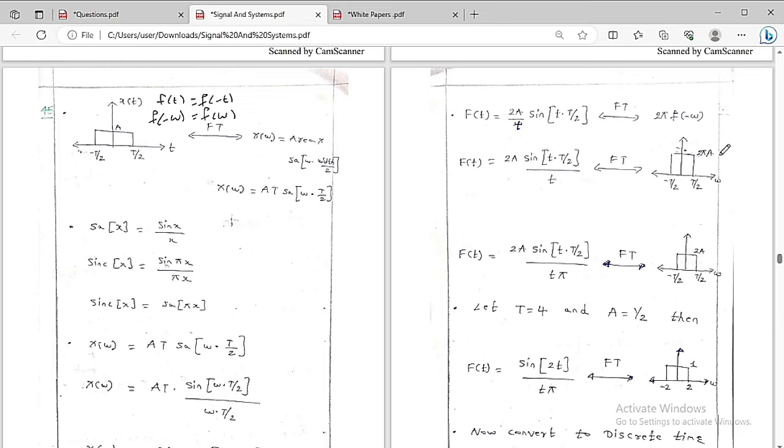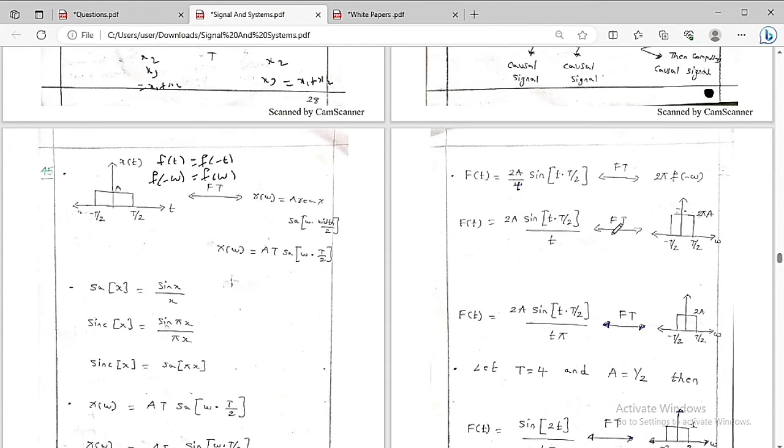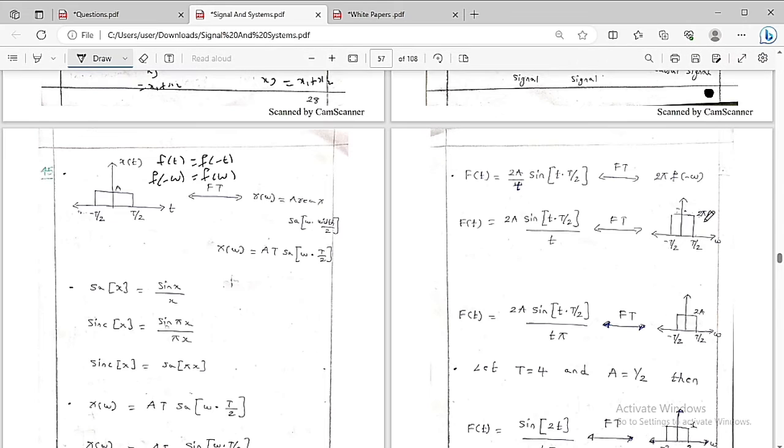So you are going to get 2 pi a for the same width, t by 2 and minus t by 2. But now it is in the frequency domain, which is omega. So for f of t, 2a into sin of t by 2 by t is the Fourier transform in this fashion. Same thing, I have drawn it. So by using this duality principle, I have got this one. For this time domain expression, this is the corresponding Fourier transform that we are going to get.